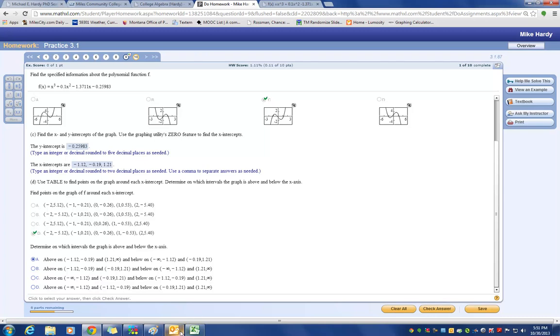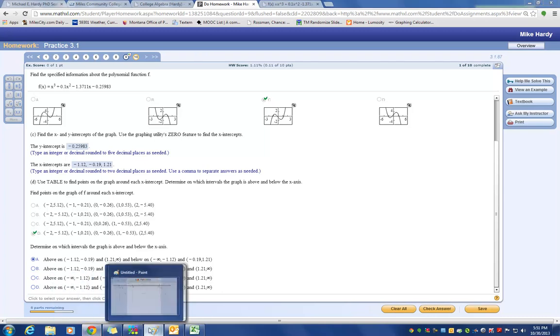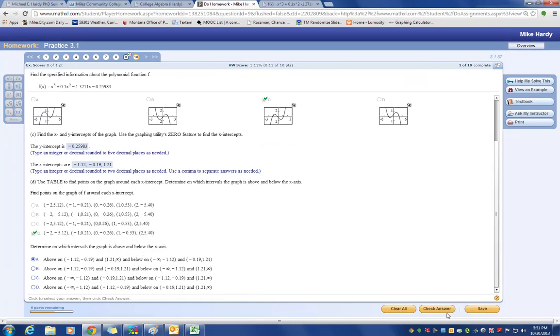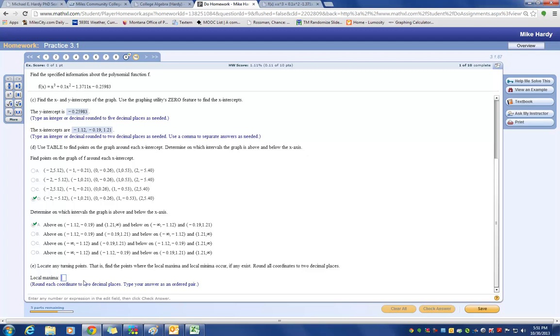If it weren't described by A, you'd keep going down until you find something it did describe. Fantastic. Excellent. Okay. Locating any turning points.